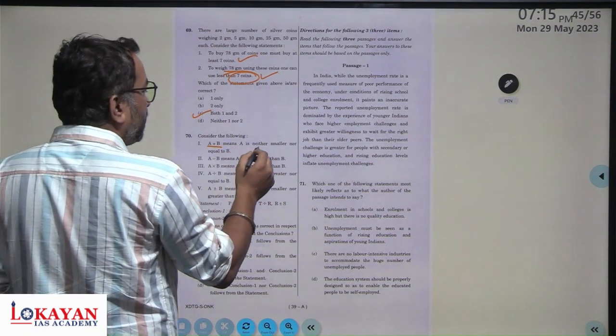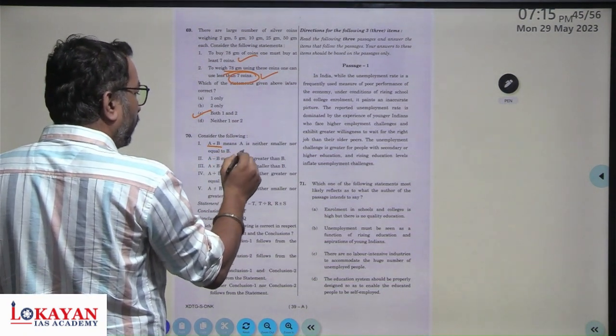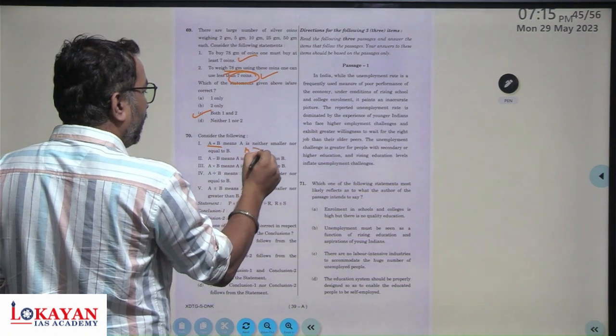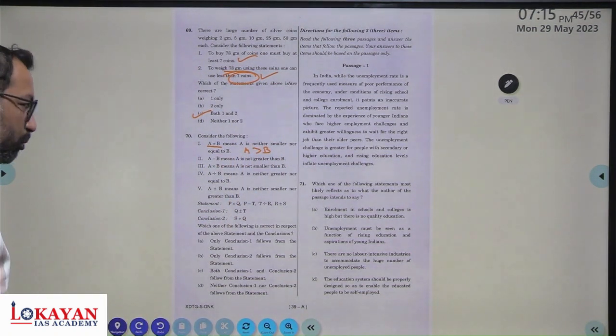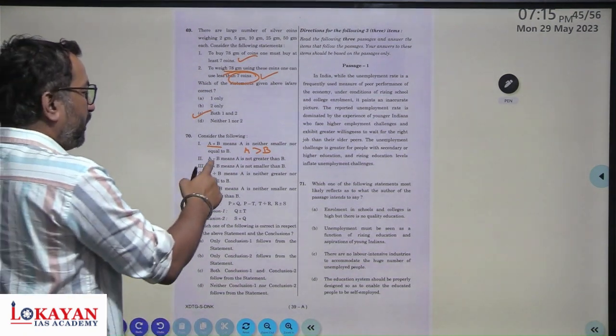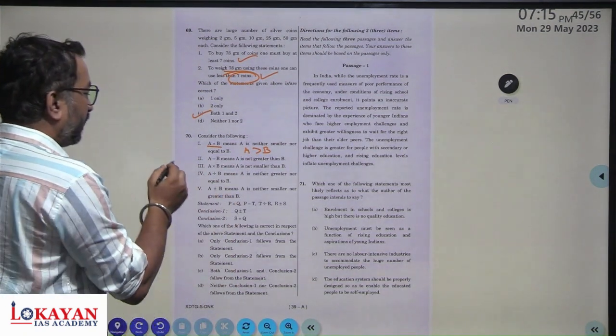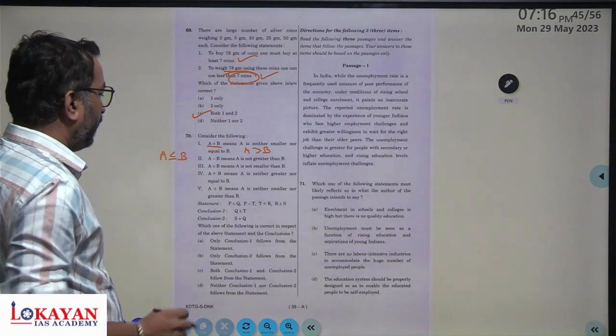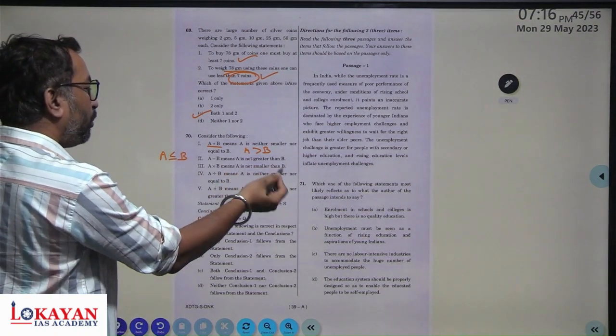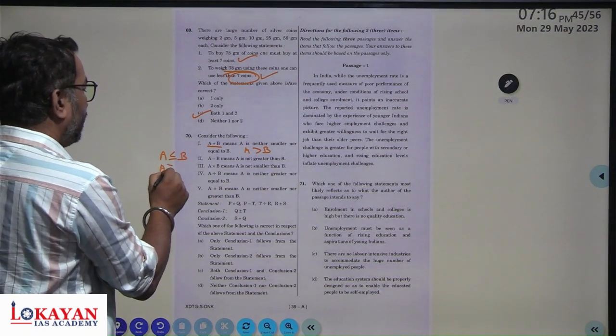So A plus B means A is neither smaller nor equal. That means A is greater than B. A minus B means A is not greater. So it is either smaller or equal to B. A into B means A is not smaller than B. So it is either greater or equal to B.